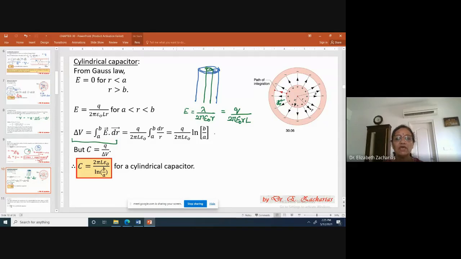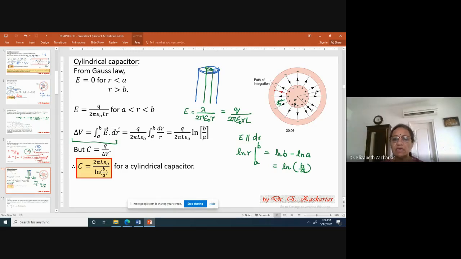Again I find E is parallel to dr. Therefore the integral of E dot dr becomes E dr. Then I substitute for E and pull out all the constants, so I will be left with the integral of dr by r with the limits a to b. The integral of dr by r is log r. Substituting the limits, that becomes log of b minus log of a, which can be written as log of b by a. So that's all you're going to do here.